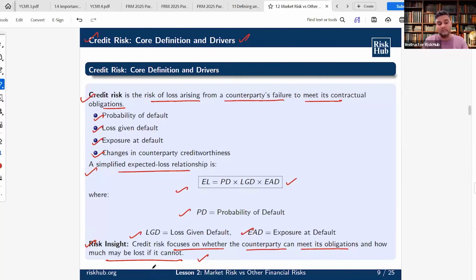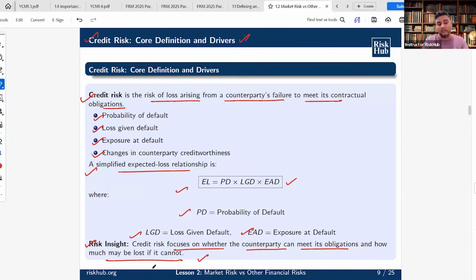For a stated horizon, PD is the chance the counterparty defaults in that horizon, a number between 0 and 1. LGD is the fraction of the exposure not recovered after default, also between 0 and 1. EAD is the amount owed at the moment of default in currency units. The product gives the average loss across all outcomes: the chance of the bad event, times how bad it is, times how much is at stake.